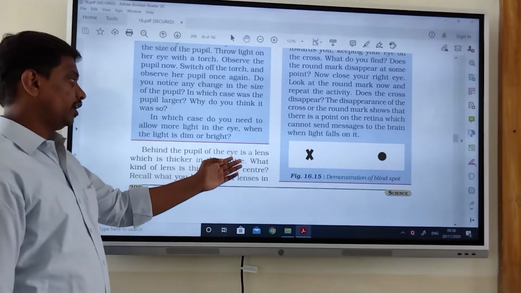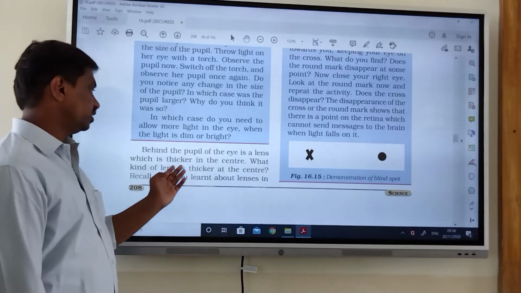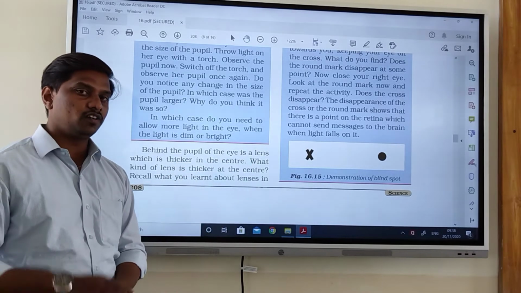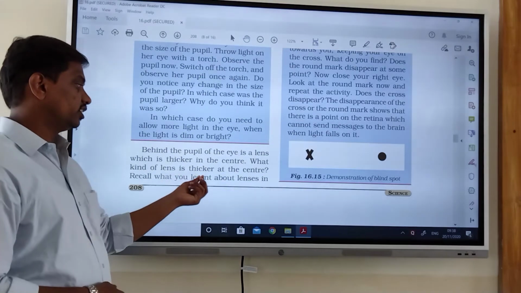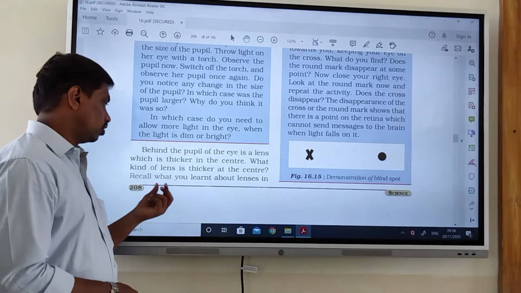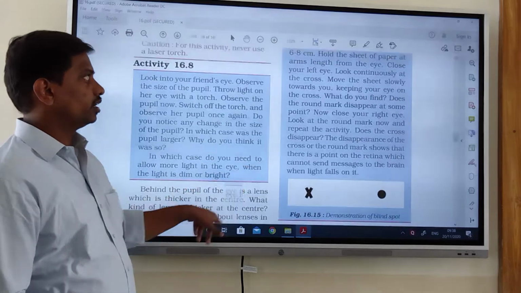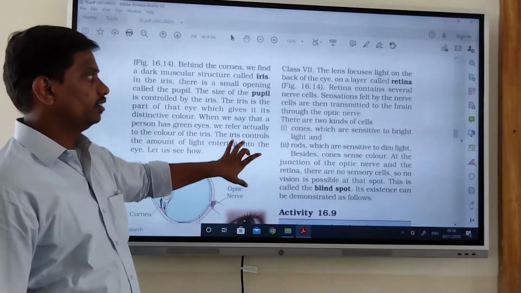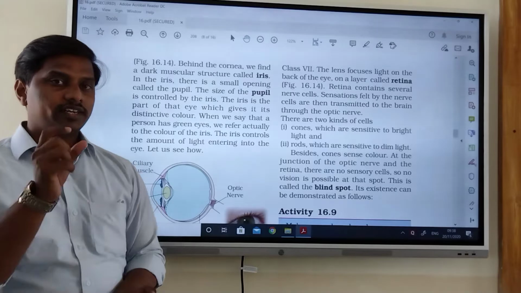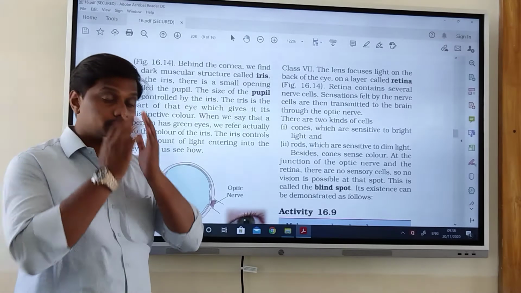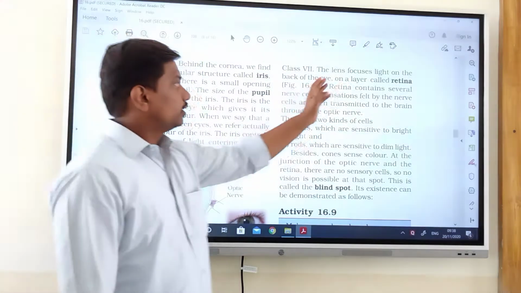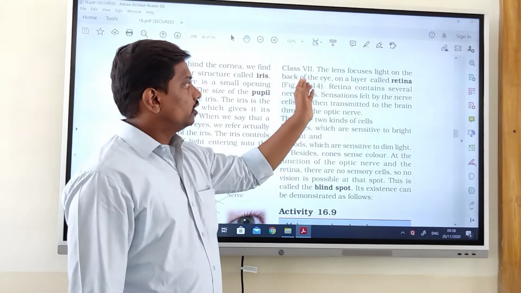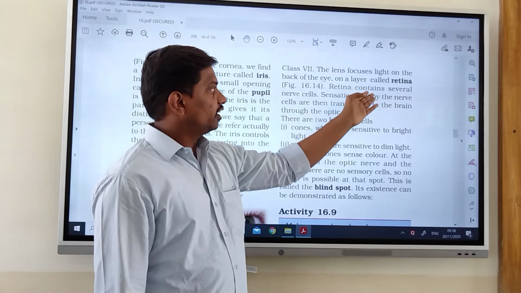Behind the pupil of the eye is the lens, which is thicker in the center. What kind of lens is thicker at the center? Recall what we learned about lenses in the class 7 chapter. The lens that is thicker in the center is the convex lens. The lens focuses light on the back of the eye, on a layer called the retina.